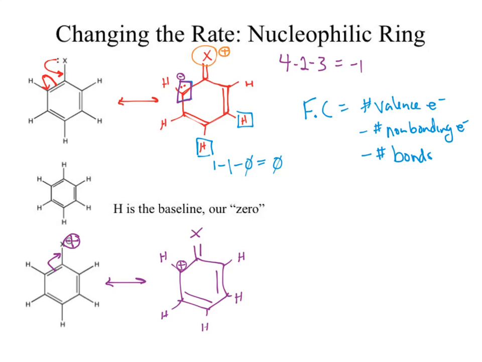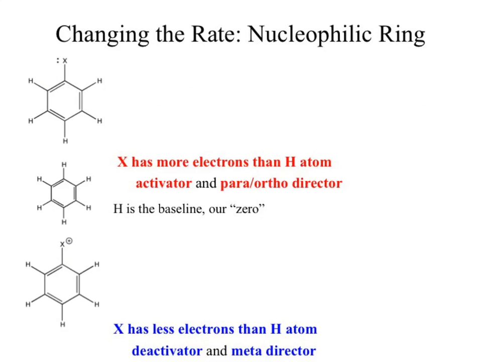Okay, so let's look at a summary on this. Atom X, in the top case, has more electrons than the hydrogen atom. This makes it an activator. We'll get at the para-ortho in just a second. In the bottom case, the X has less electrons than a hydrogen atom. That means our ring is deactivated.